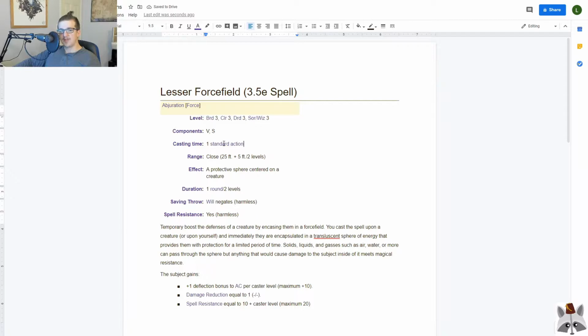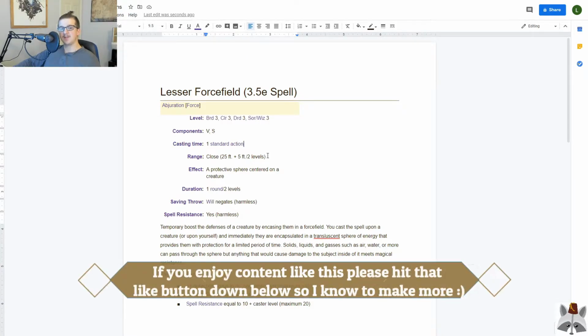Casting time is 1 standard action, that's 1 action, and then its range is, and obviously I'm not very proficient in 3.5, I'm just trying to read this with the best context that I have. I actually haven't even played a 3.5 campaign, but by being a dungeon master, messing around with homebrewing, it's pretty easy to kind of tell. So, look at the range, for example. It's close. Well, that's not very descriptive. Oh, it's 25 feet plus 5 feet for every 2 levels that you cast this at.